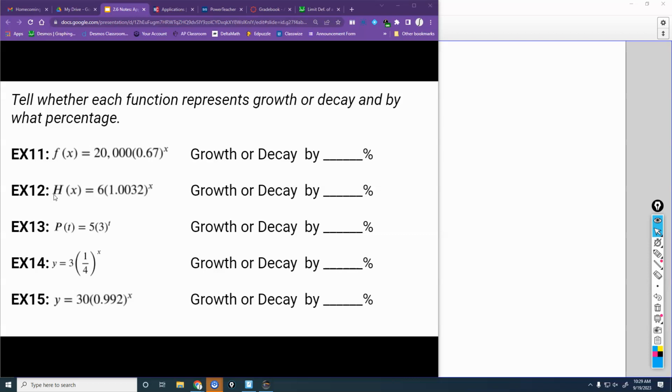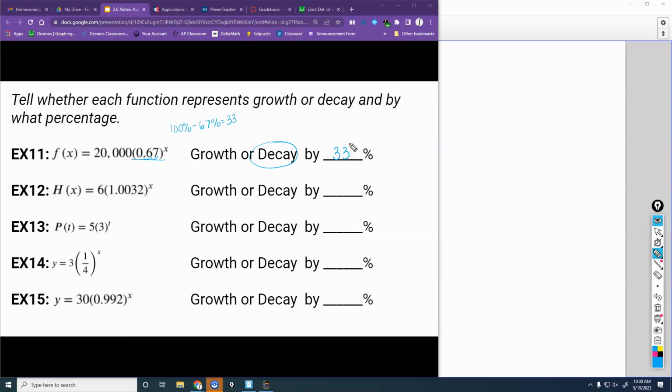So here, this will always work for this. All right, so if we look at this one right here, this one is decay because 0.67 is less than 1. And if you are going to subtract it from 100, you're going to move that decimal 2 places. 100 minus 67 is going to be 33. Okay? That is your rate of decay.